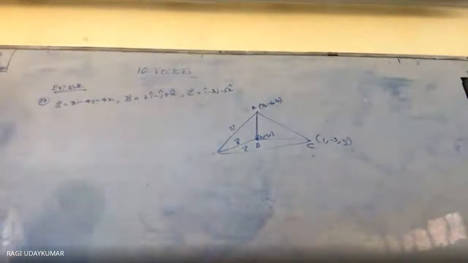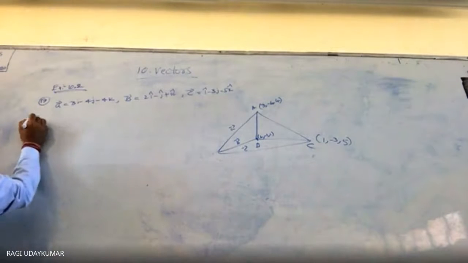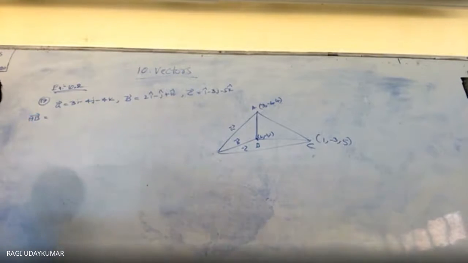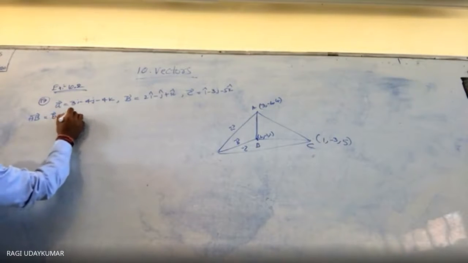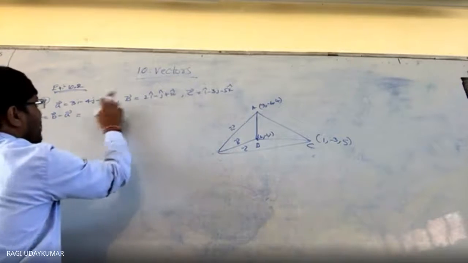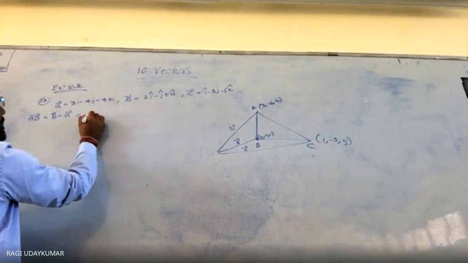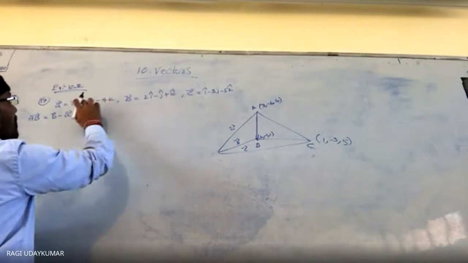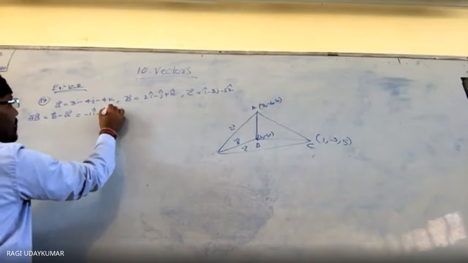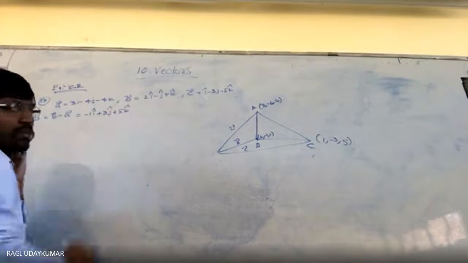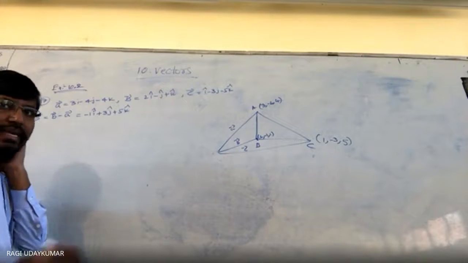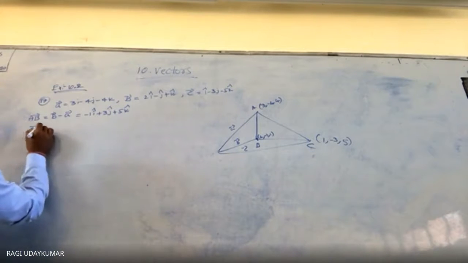Now to find out AB vector, you need to find B bar minus A bar. B bar minus A bar: (2 minus 3) equals minus 1 i, (minus 1 plus 4) equals plus 3 j, (1 plus 4) equals 5 k. That is AB. Like that, find out BC.